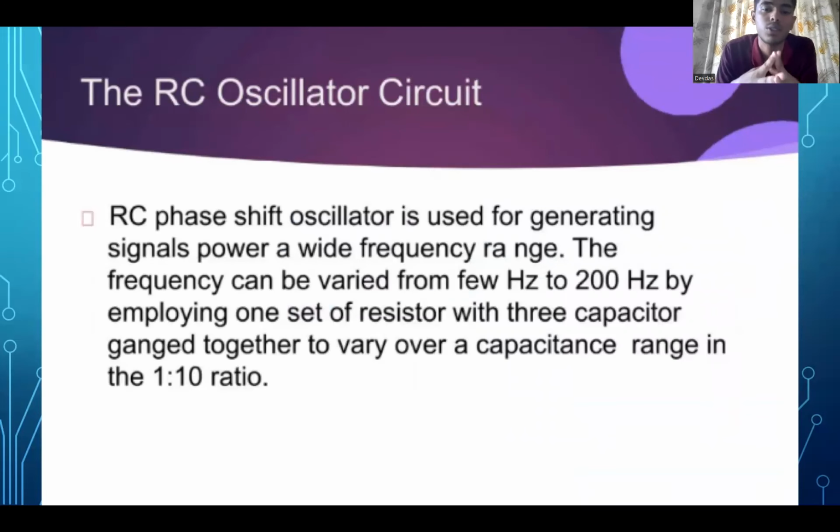The RC phase shift oscillator is used for generating signals over a wide frequency range. The frequency can be varied from a few hertz to 200 hertz by employing one set of resistors with 3 capacitors ganged together to vary over a capacitance range in the 1:10 ratio.